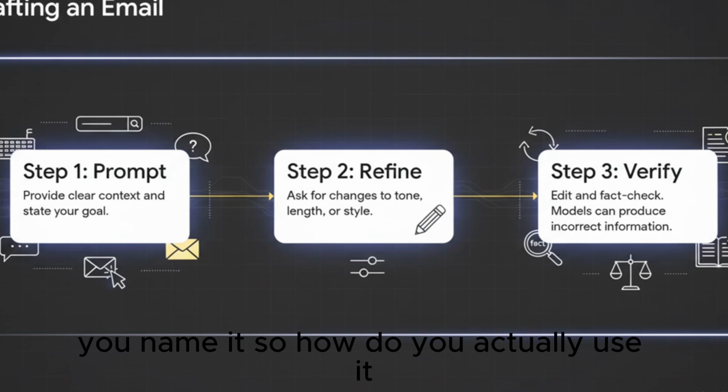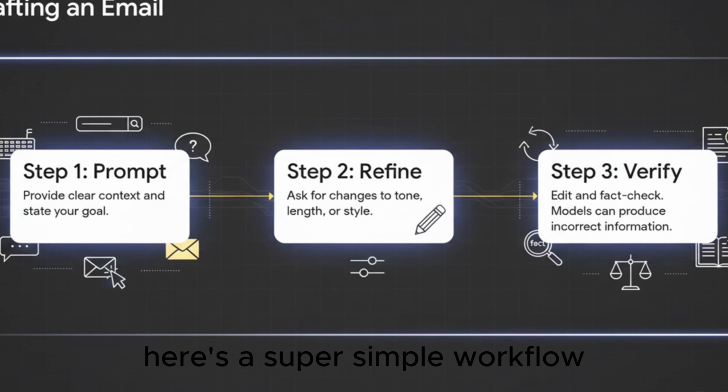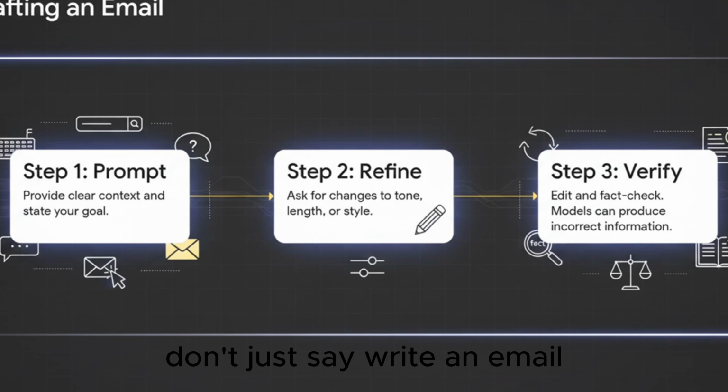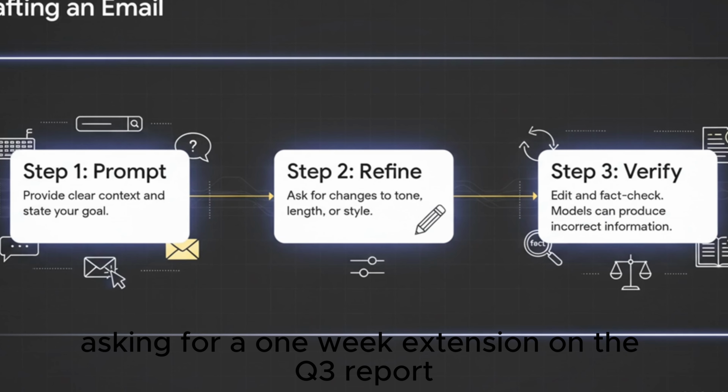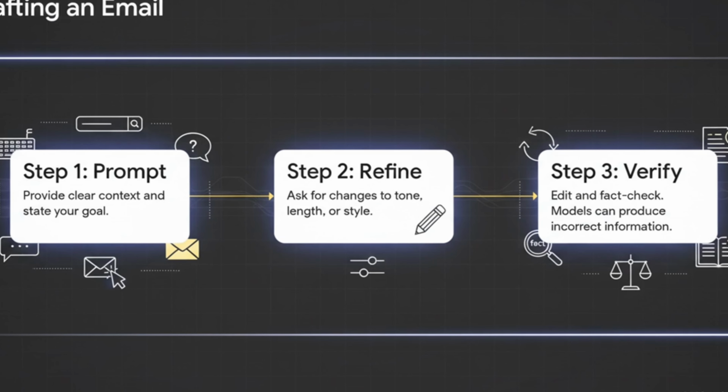So how do you actually use it? Here's a super simple workflow. Step 1. Give it clear context. Don't just say, write an email. Say, draft a polite email to my boss asking for a 1-week extension on the Q3 report. Step 2. Refine what it gives you. Ask for changes like, can you make that more concise, or give it a friendlier tone?